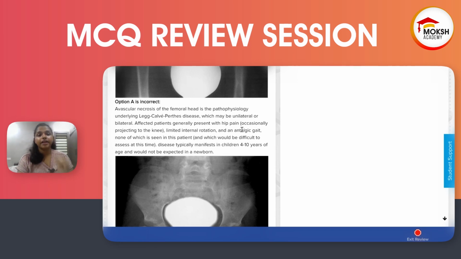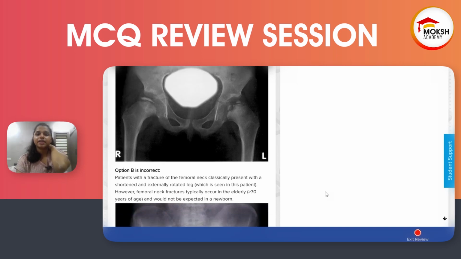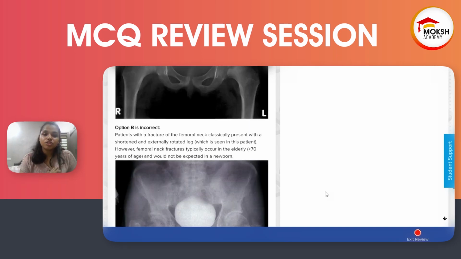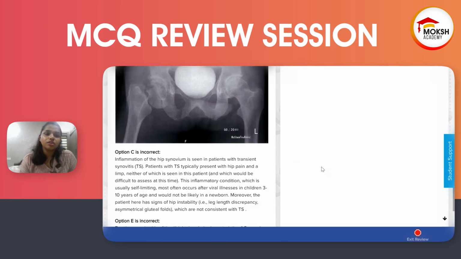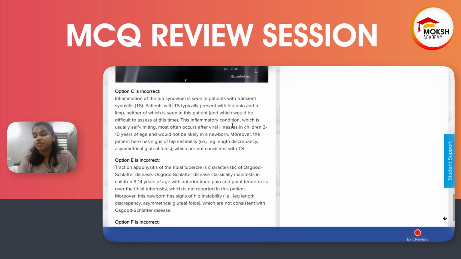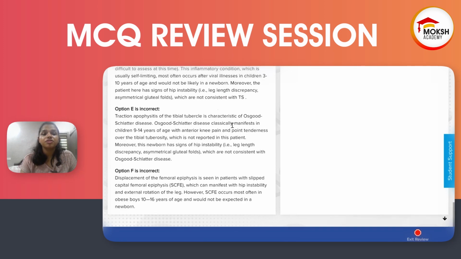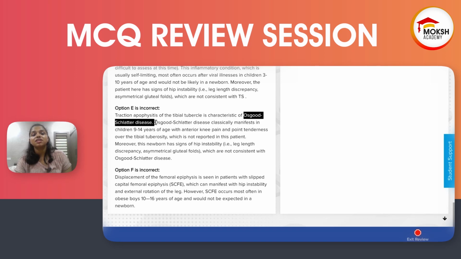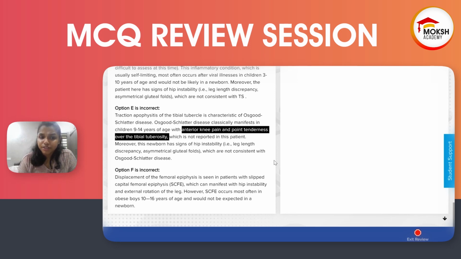Then we think about Legg-Calvé-Perthes disease, and the next option is femoral neck fracture. Of course, these are not very common in newborns. Femoral neck fracture is something which is expected in an elderly patient, so that's obviously not the answer. Inflammation of the synovium is transient synovitis, which also cannot be assessed in a newborn baby, because this is a very transient condition which resolves on its own, or with just supportive treatment like NSAIDs or hot compresses. Traction epiphysitis is Osgood-Schlatter disease, which is not at the hip, but happens at the knee. Normally you have anterior knee pain and point tenderness of the tibial tuberosity. So that also is not expected in a newborn child.